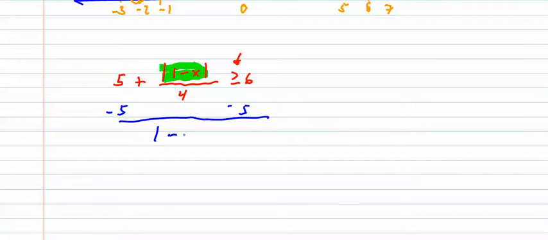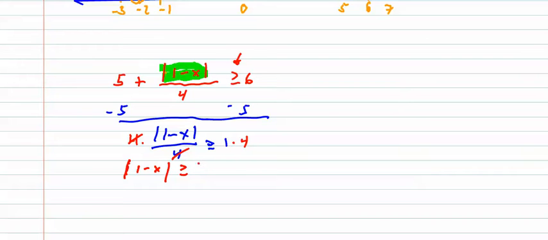Absolute value of 1 minus x over 4 is greater than or equal to 1. I then multiply both sides by 4. Notice I don't put a times 4 right there. I put it up here. All right? It's very important. And then the 4's cancel. My absolute value, 1 minus x, is greater than or equal to 4.